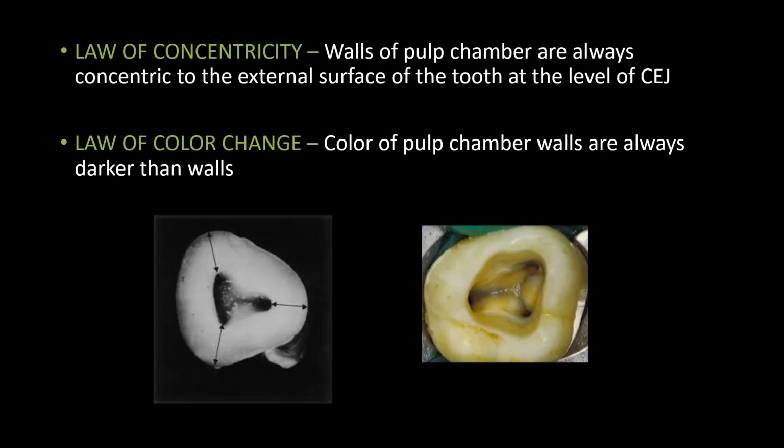Law of concentricity. Walls of pulp chamber are always concentric to the external surface of the tooth, at the level of CEJ. Law of color change. Color of pulp chamber walls are always darker than walls. Here it is explained in the pics.